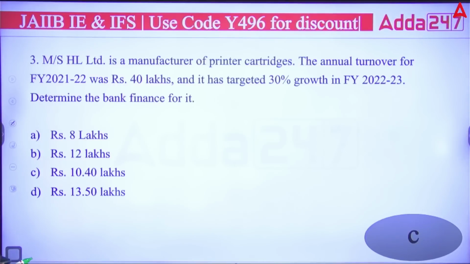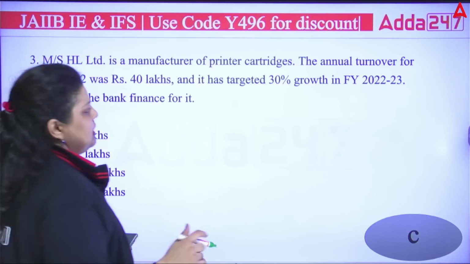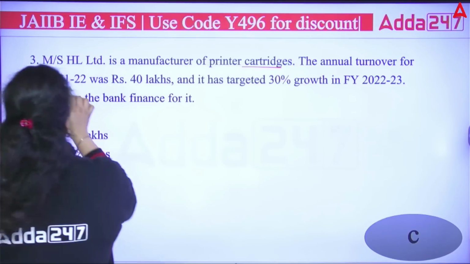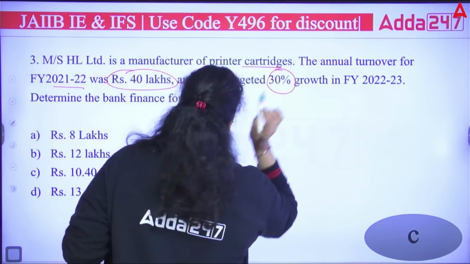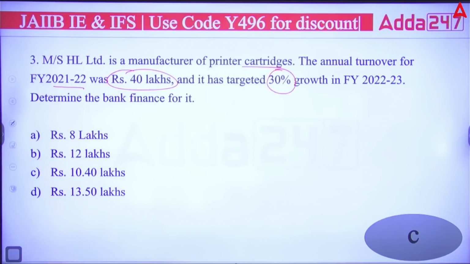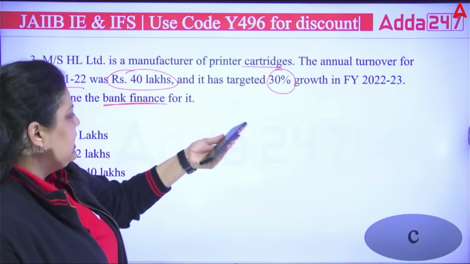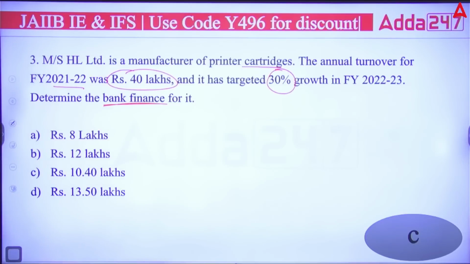So we have HL Limited, a manufacturer of printer cartridges. The annual turnover for 21-22 was 40 lakh and it has targeted 30% growth in financial year 22-23. So determine the bank finance for it. How much bank finance is required? So we have an annual turnover value of 40 lakh, and the targeted growth of annual turnover is 30%.